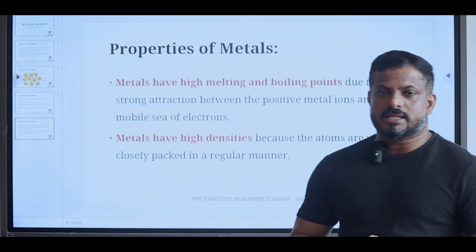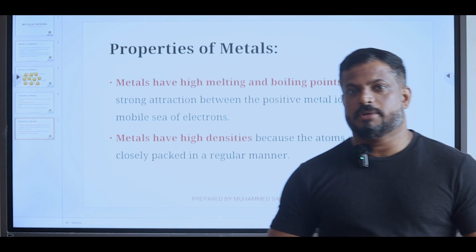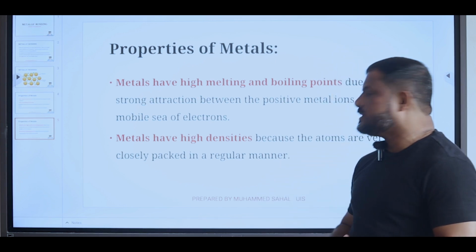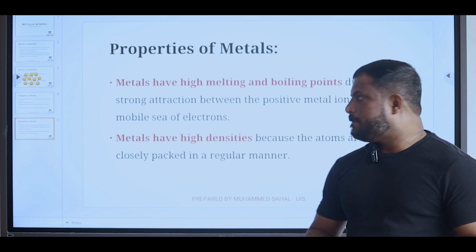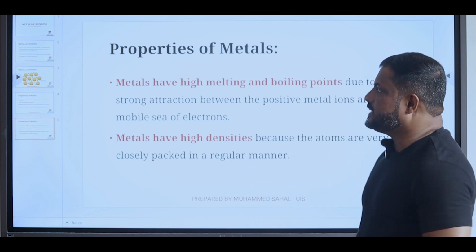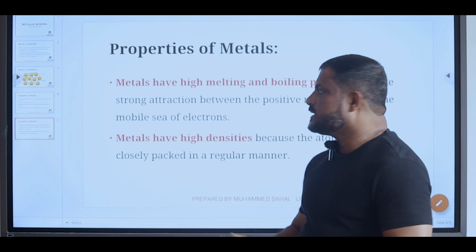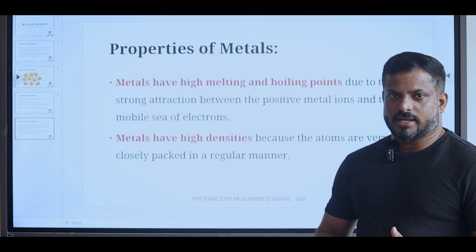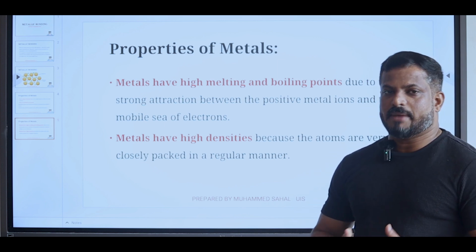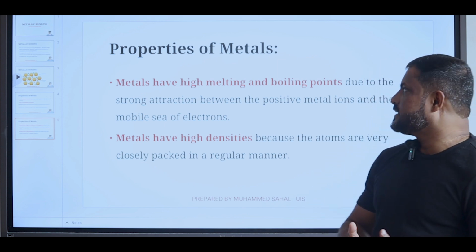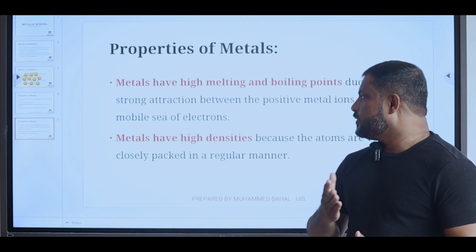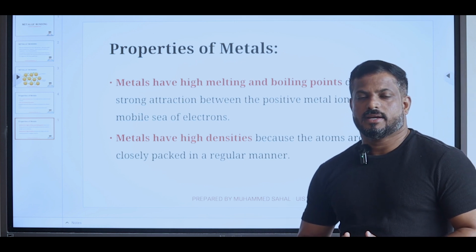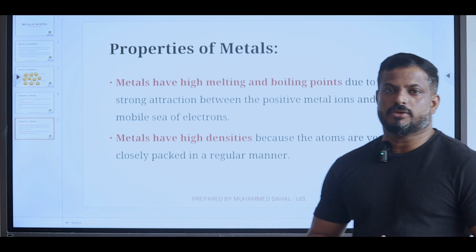In the case of metals, they are closely packed in a regular arrangement. Metals have high densities. The properties of metals: metals are shining, they are ductile, they are malleable, they are good conductors of electricity, they have high melting and boiling points, and they possess high density. These are the properties of metals.